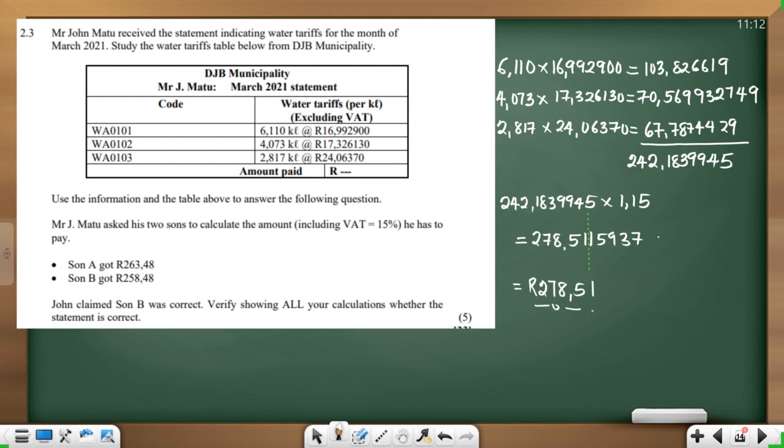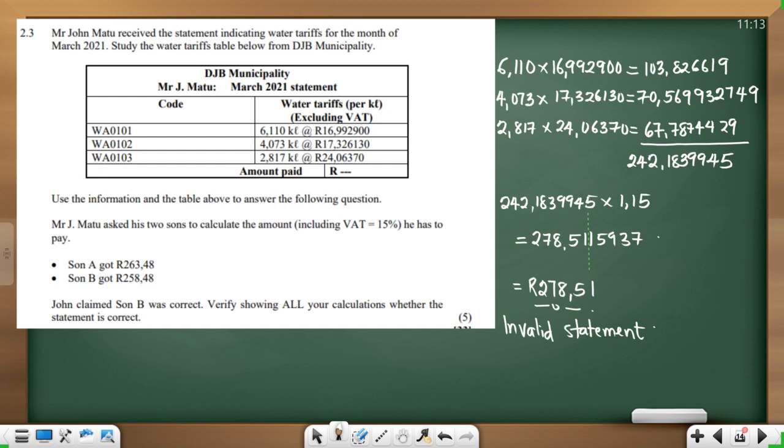All right. Verify whether the statement is valid or incorrect. Please, you need to read the question. Invalid calculations for B, or invalid statement. Since this is what we got, 278,51, but son B claimed it should be 258. We need to check which school that child is going to. Okay, but I hope it makes sense. Please do not round off until you are done with the calculation.